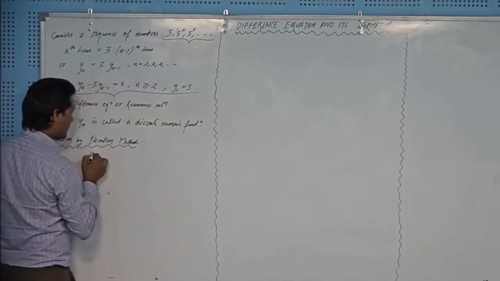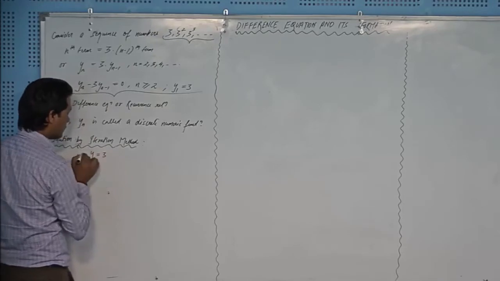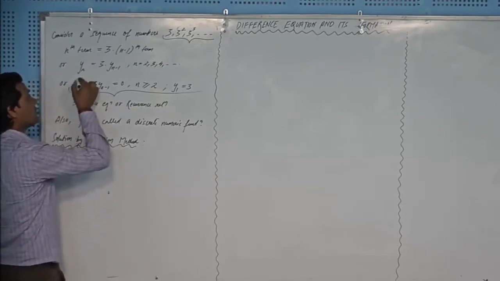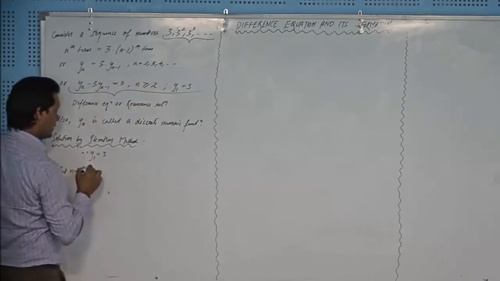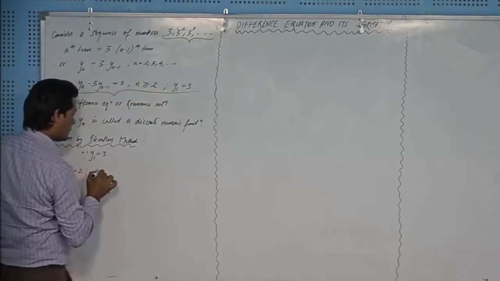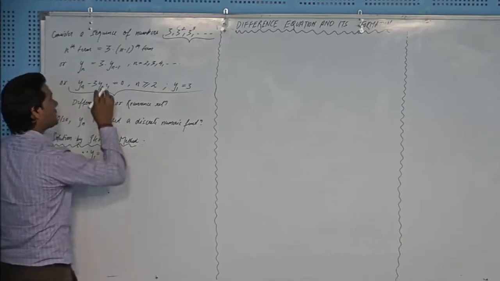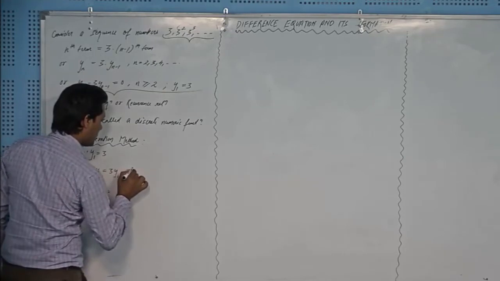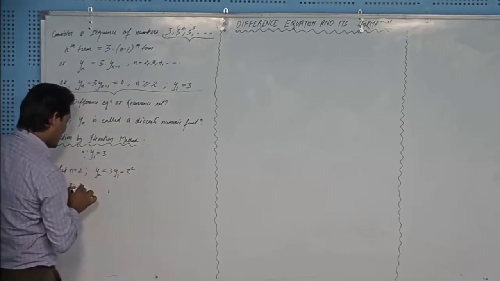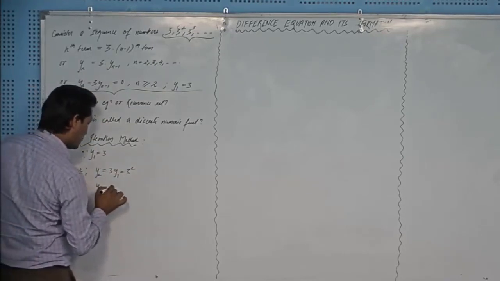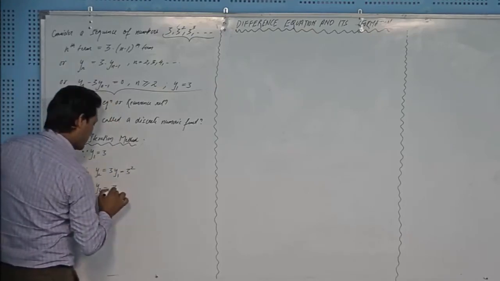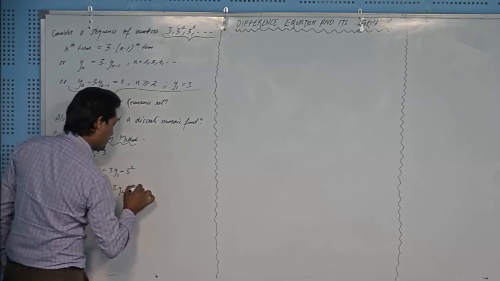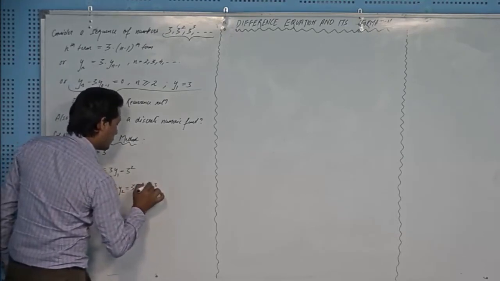So given that y1 is equal to 3, this is given to you. Putting n equal to 2 in your difference equation, this is your difference equation, will give you y2 is equal to 3 times y1. Taking this term on the right hand side, and y1 is given, that is 3, so ultimately it will become 3 square. Then you put n equal to 3, you will get y3 equal to 3 times y2, and y2 is already found, that is 3 square, so it will become 3 times 3 square, or 3 cube.